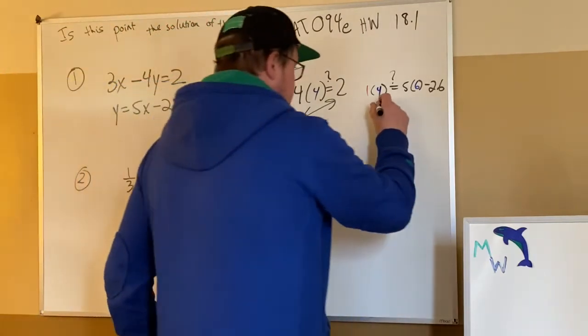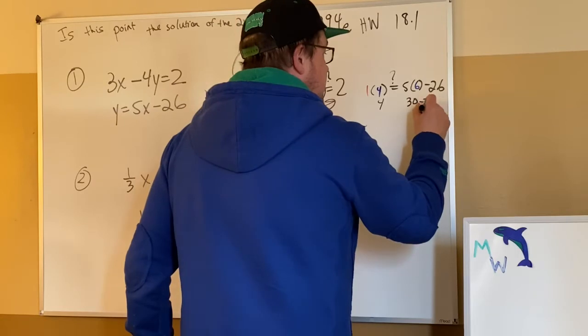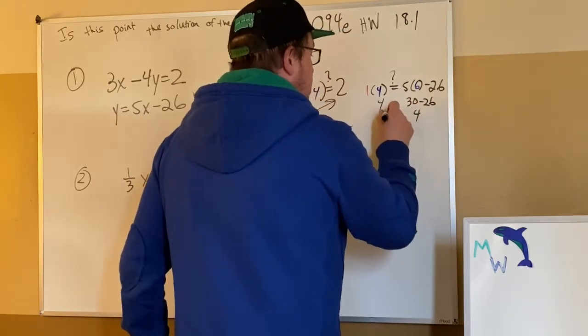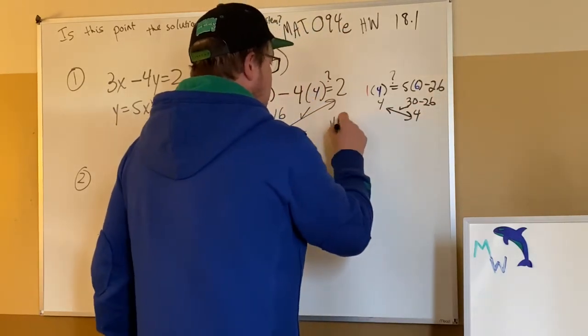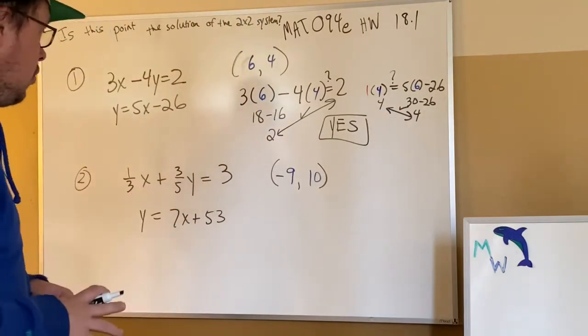So 1 times 4 gets me 4. This one I'm continuing to go with 30 minus 26. Subtraction gets me 4, and that works as well. Making this a yes because it works in both. It's the only point in the world that would do it.